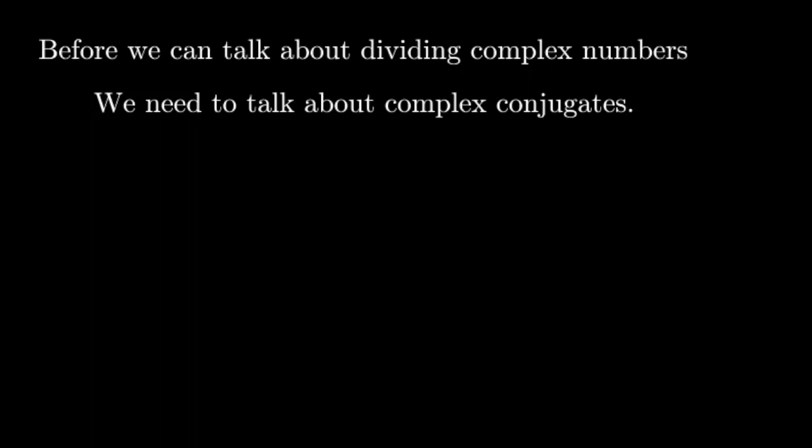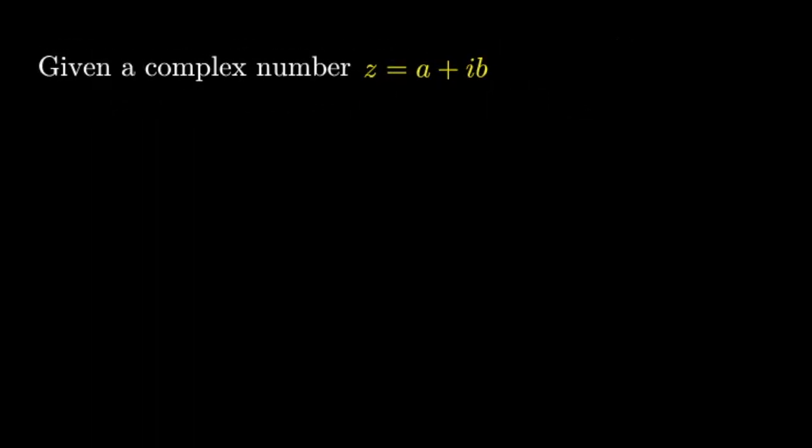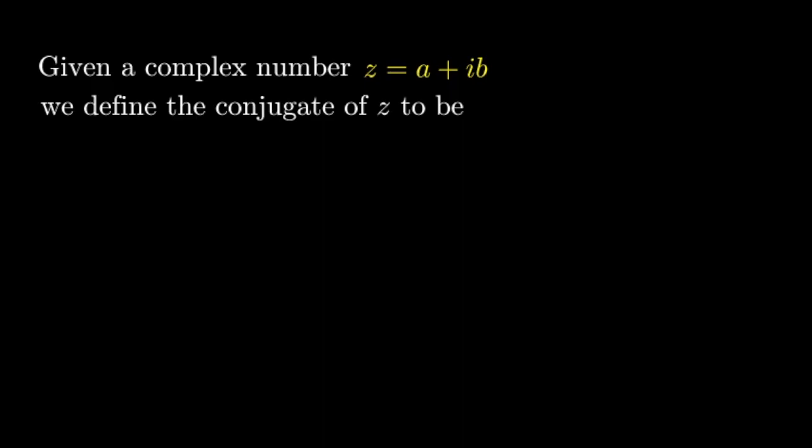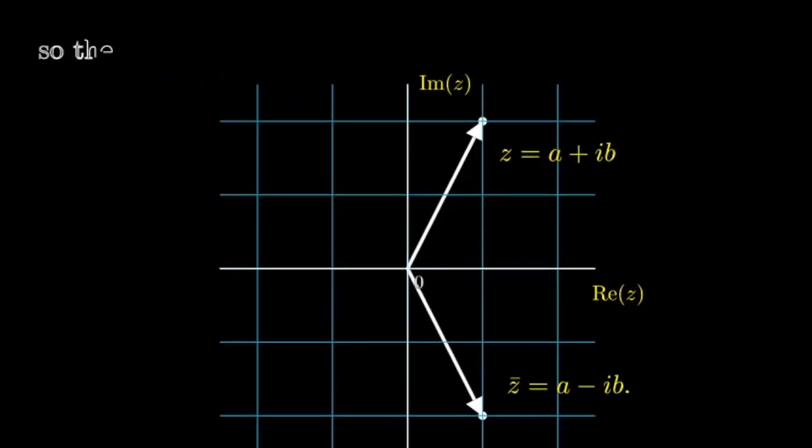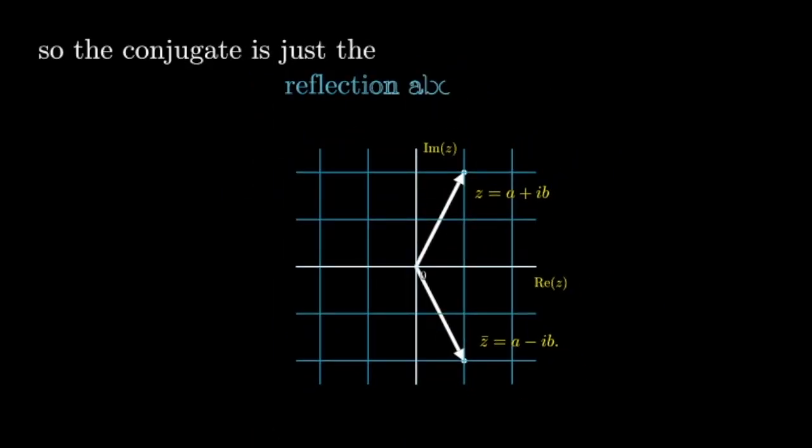Before we can talk about dividing complex numbers, we need to talk about complex conjugates. Given a complex number z equals a plus ib, we'll define the complex conjugate of z to be the complex number z bar, which we write as a minus ib. So if we were to look at this visually, if we graph z equal to a plus ib, then the conjugate is going to be given by a minus ib, and the conjugate is just taking the reflection of the complex number about the real axis.